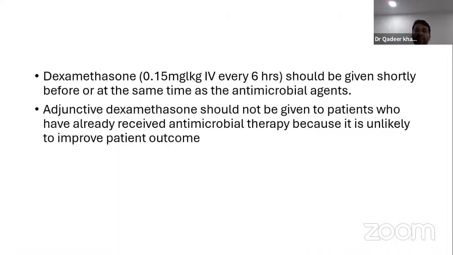Dexamethasone at a dose of 0.15 mg per kg every 6 hours should be given shortly before or at the same time as antimicrobial agents. As I told, the benefit was in terms of preventing the sequelae of meningitis, like hearing loss. Dexamethasone should not be given to patients who have already received antimicrobial therapy because the benefit may not be seen in those patients.